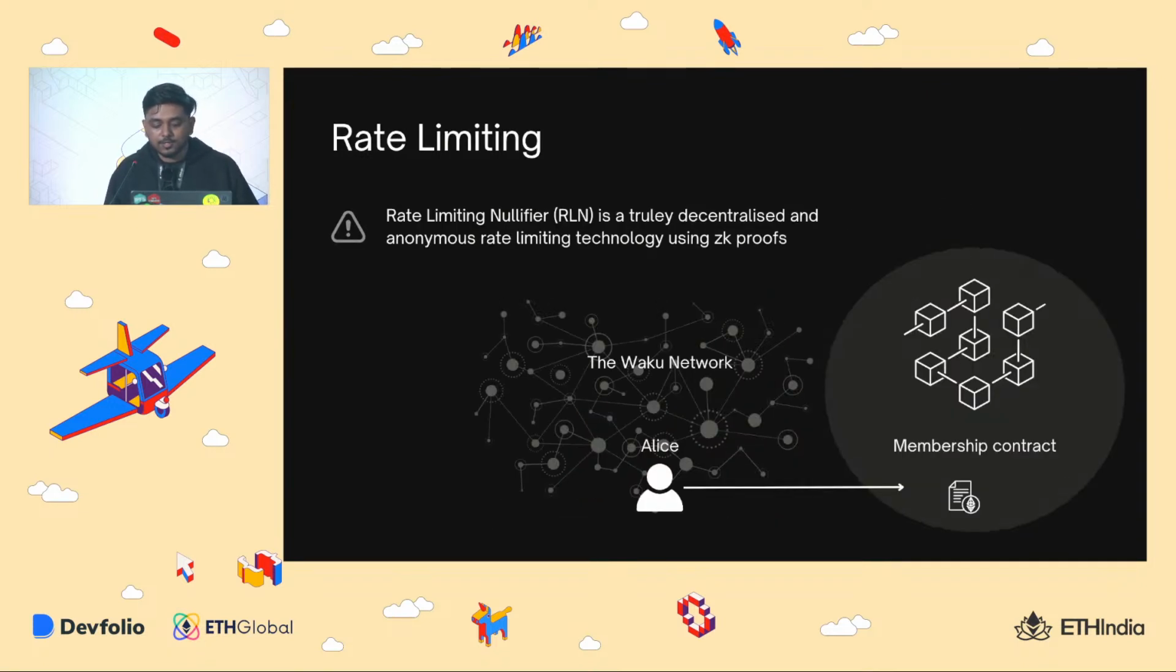And it's also rate limited. We have rate limiting nullifiers, which is a truly decentralized anonymous rate limiting technology with ZK proofs. So we have a membership contract on the blockchain which can find out if Alice is trying to spam your network or if Alice is trying to DOS your network. DOS protection is something that we've been working on over the last couple of months.